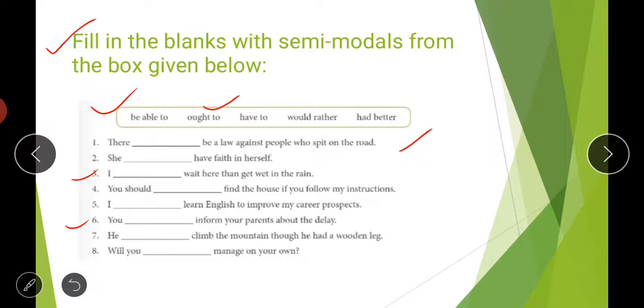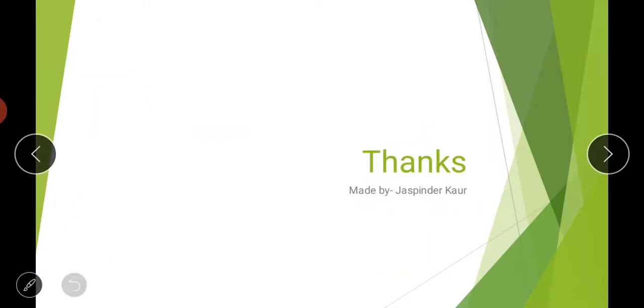Now again, I am leaving the last two fill-ups for you people. Try to fill these with the suitable words from the given box. Then you will get the answer key at the end also if there is any problem. So I hope all the things related to your auxiliary verbs are clear to you.